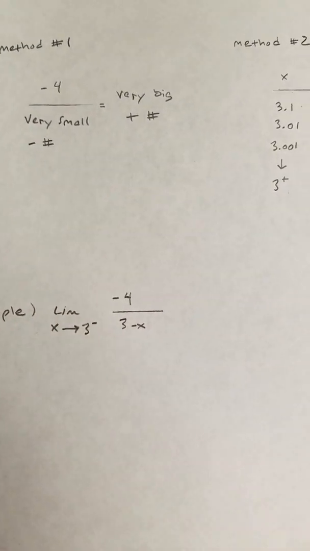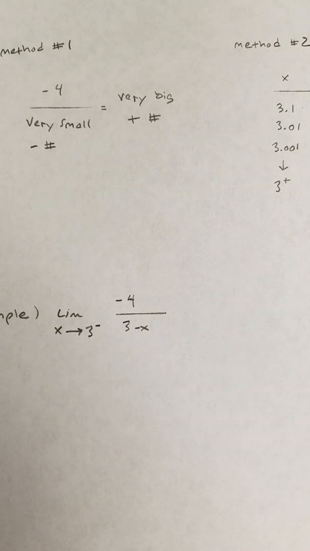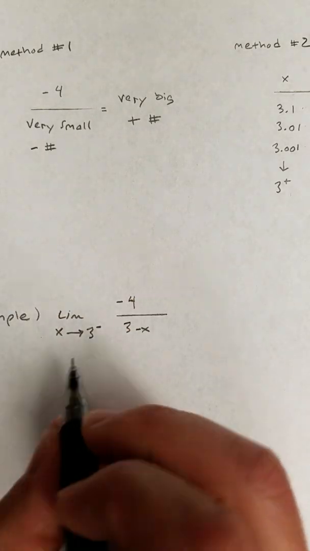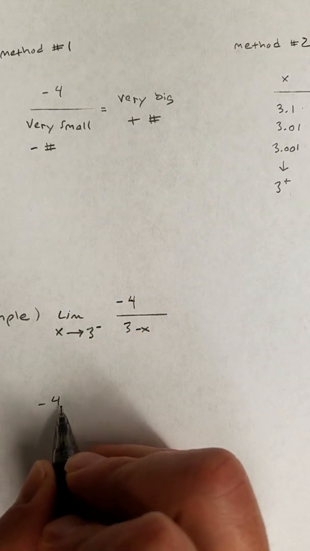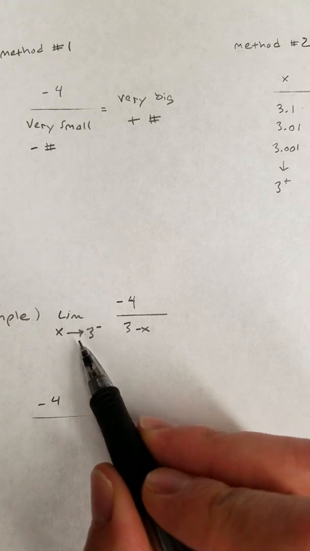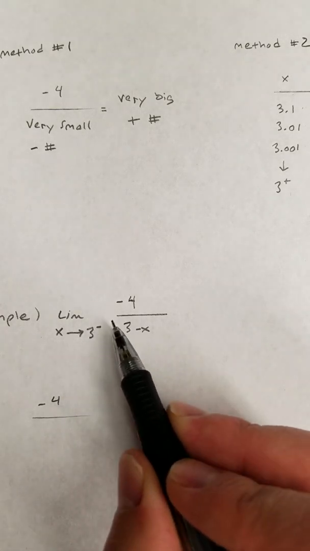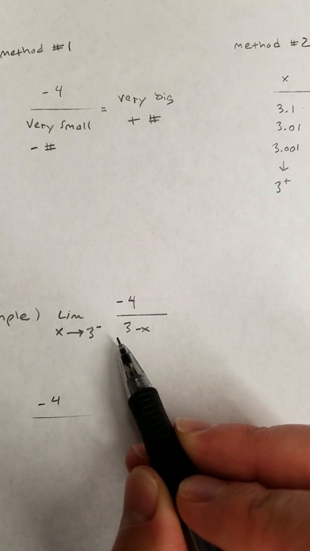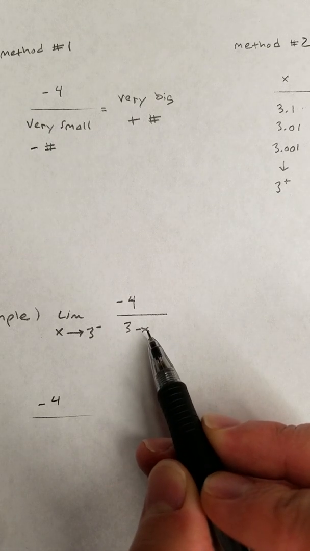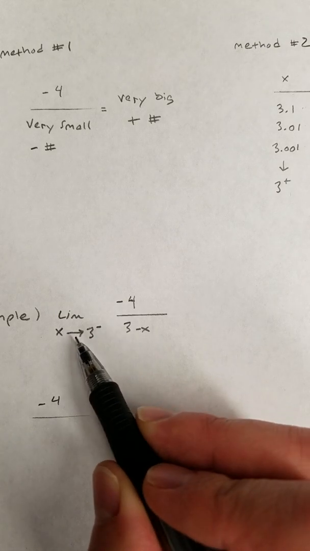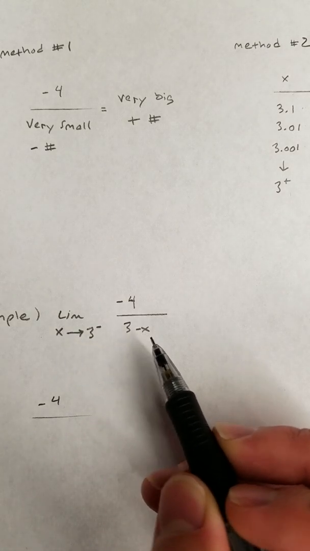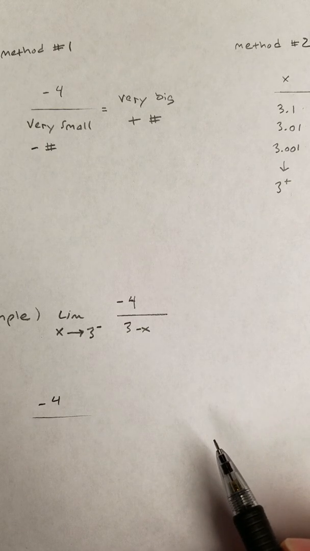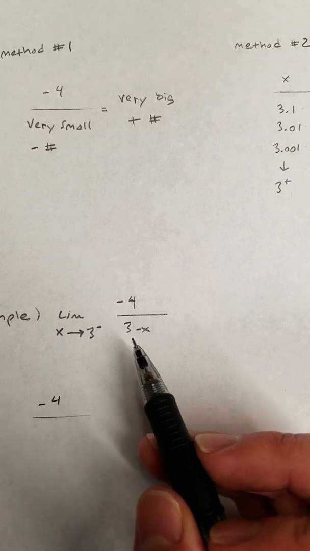So what about this one? Limit x goes to 3 from the left. Okay, so two sides of it. My first method, here's the way that's going to look. You're going to get -4 over... what's 3 to the left? What kind of numbers are we going to be dealing with? 2.9, 2.99, something like that. And what's 3 minus 2.9? It's a very small positive number. What's 3 minus 2.99? It's also a very small positive number. Okay, that's what you're going to get.